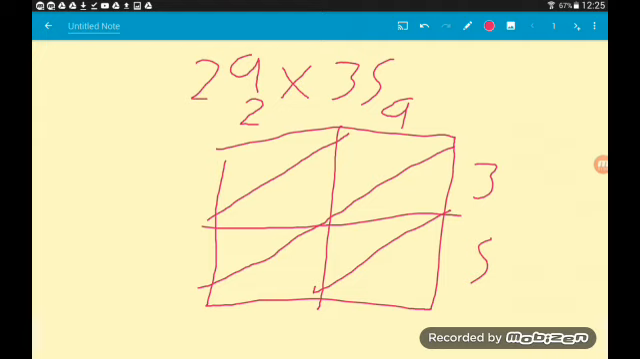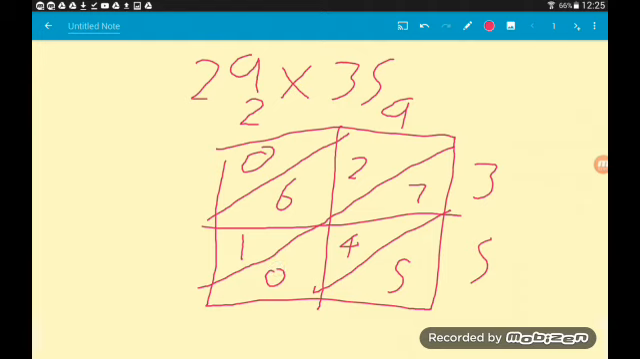Now, each box is a multiplication between the number at the top and the number at the side. Starting top left, 2 times 3 is 6, which is a single digit number. So we put a 0 in the top left, 6 bottom right. Top right one, 9 times 3 is 27. Bottom right, 9 times 5, 45. Finally, bottom left, 2 times 5 is 10. So we've done all the multiplications.